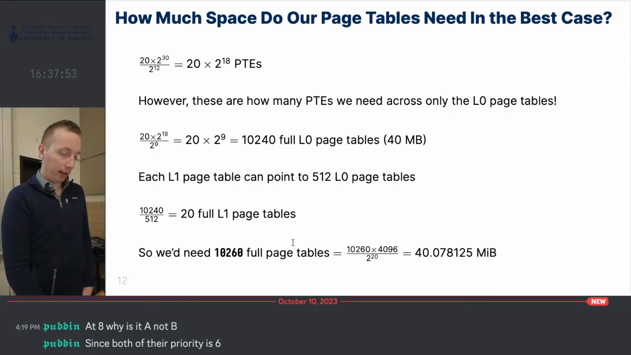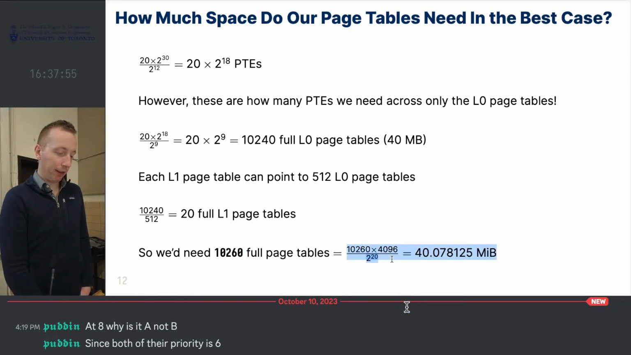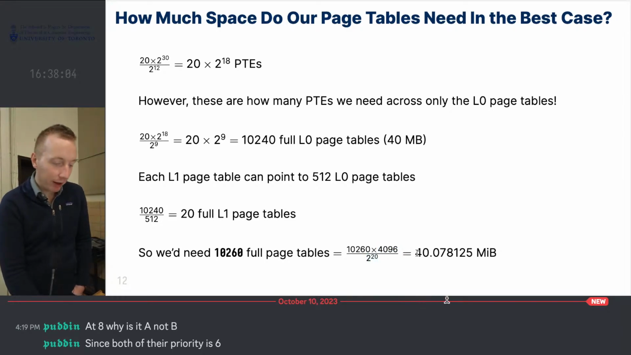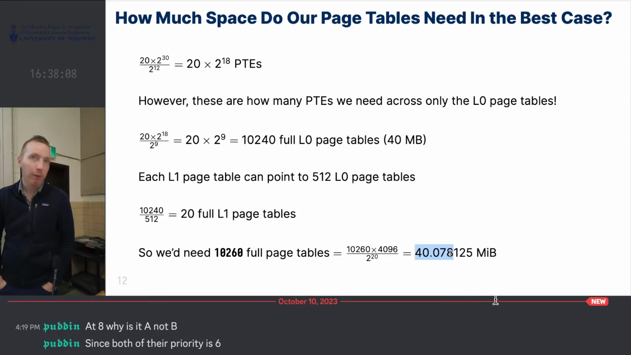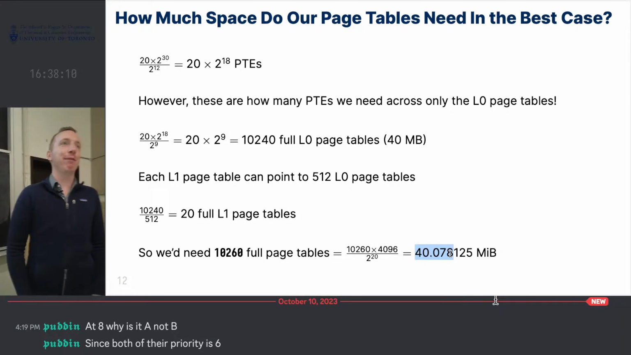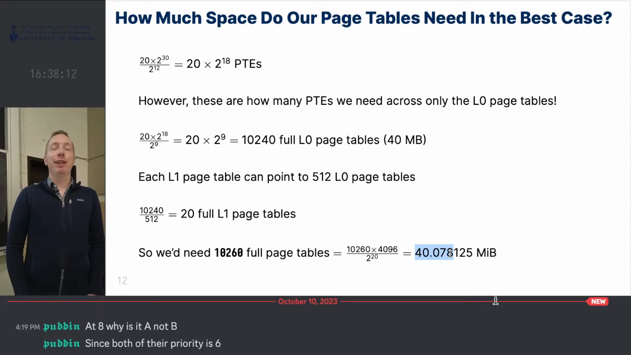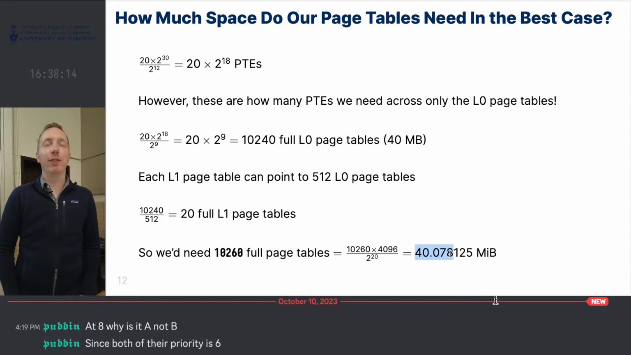So in this case, if we figure out this number, we multiply by the size of a page table, so 4,096 again, then divide by megabytes. We get, actually, it took 40.07 megabytes, not 40. So slightly more. Again, I don't know why I did this.